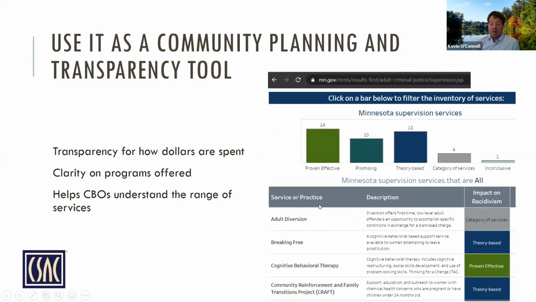Use it as a community planning and transparency tool. I work with the state of Minnesota on this, and they put this whole list, both the evidence matching, the types of providers, and the description, online in a searchable Tableau dashboard. So anybody in the community can click on this and see all the different programs being offered by the Department of Corrections and various community local county services. It's a full view that the county and the state have of what's being offered. It's a way to be very transparent, but also a tool for planning, because you can't always expect what people would need to have access to.